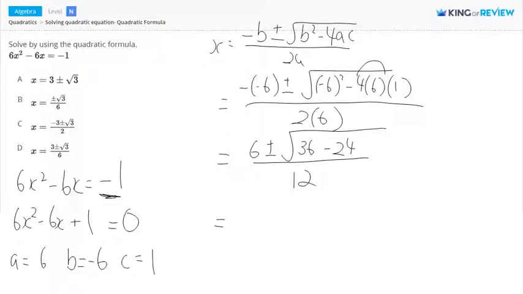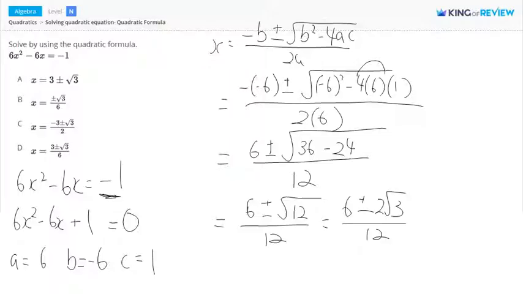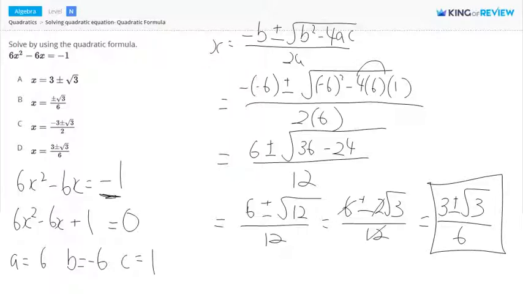So this turns into 6 plus or minus the square root of 36 minus 24, that's going to be the square root of 12, over 12. And as you know, for the square root of 12, you can pull out a 4, which is going to turn into a 2. So that's going to be 2 root 3 over 12. And then you can simplify this by dividing all these numbers by 2 and saying it's 3 plus or minus the square root of 3 over 6. And that is your answer. So option D is your answer.